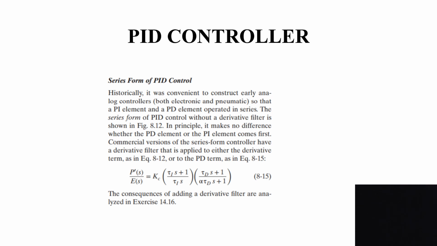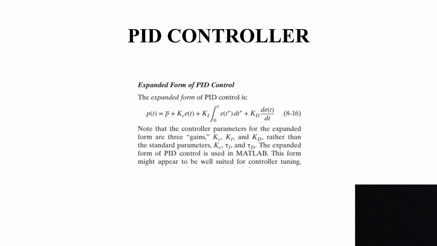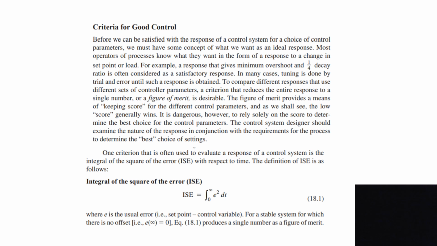Okay, so in order to make a system physically realizable, in the expanded form of PID controller, you will have Kc into e(t) plus Ki into integral. Here Ki is nothing but Kc divided by tau_I, that is the integral time constant, and Kc into tau_D is represented as Kd, the derivative constant. So instead of Kc, tau_I, tau_D, you use three elements as gains, that is Kc, Ki and Kd. These are called the expanded form of PID controller.